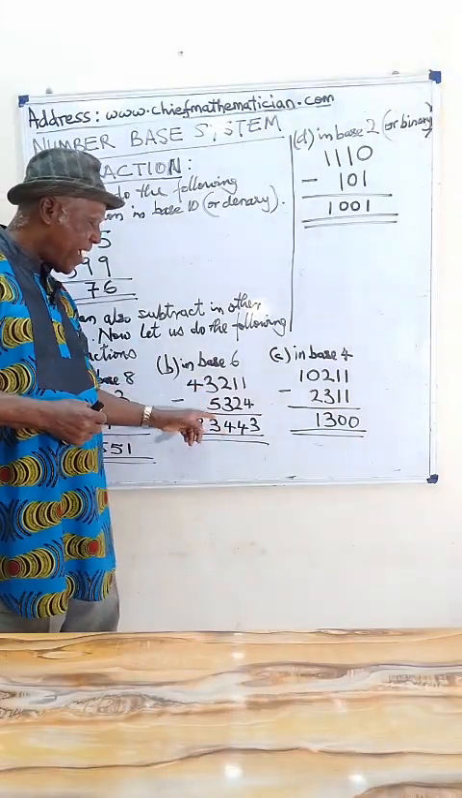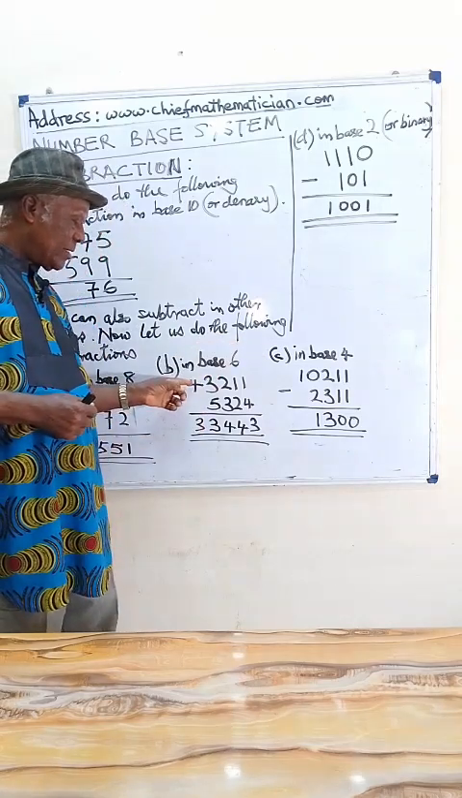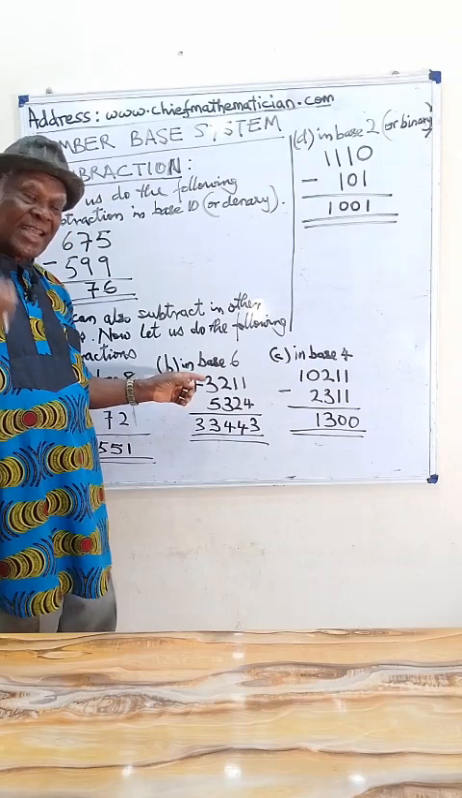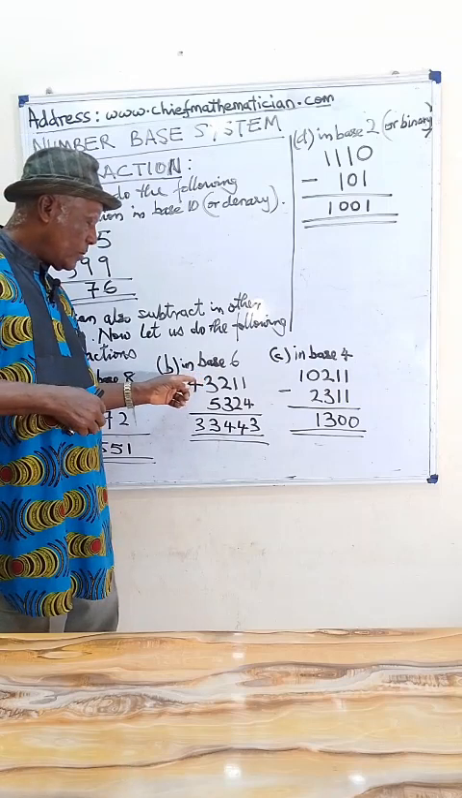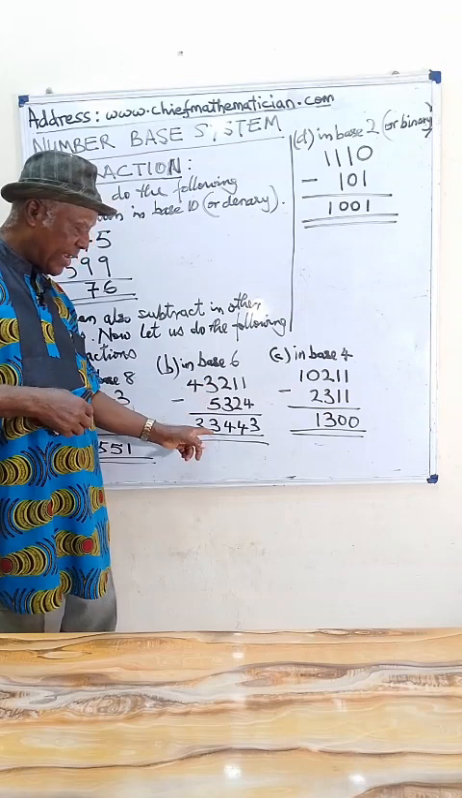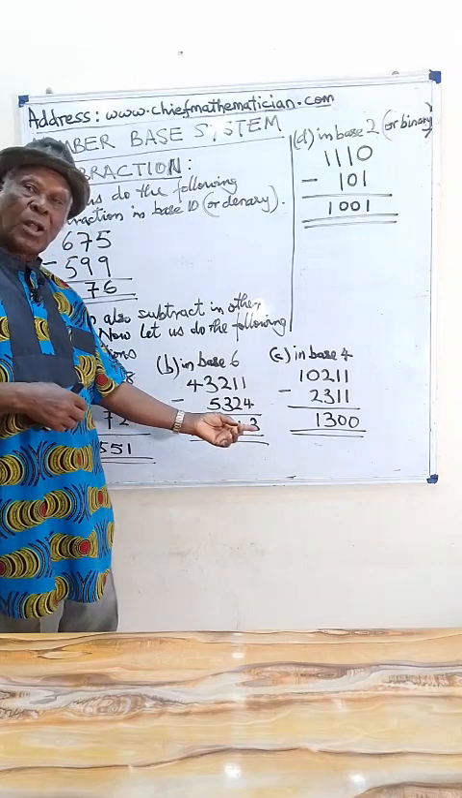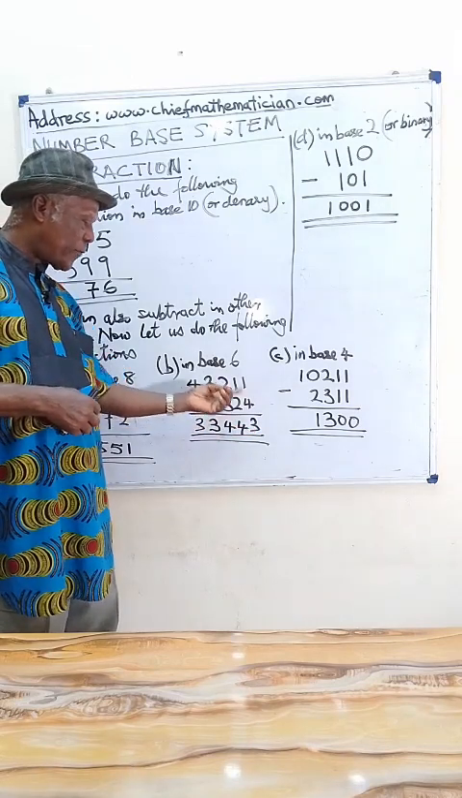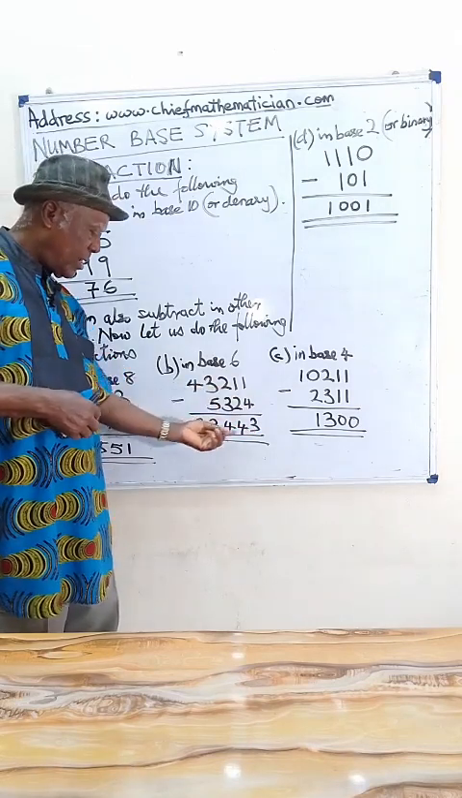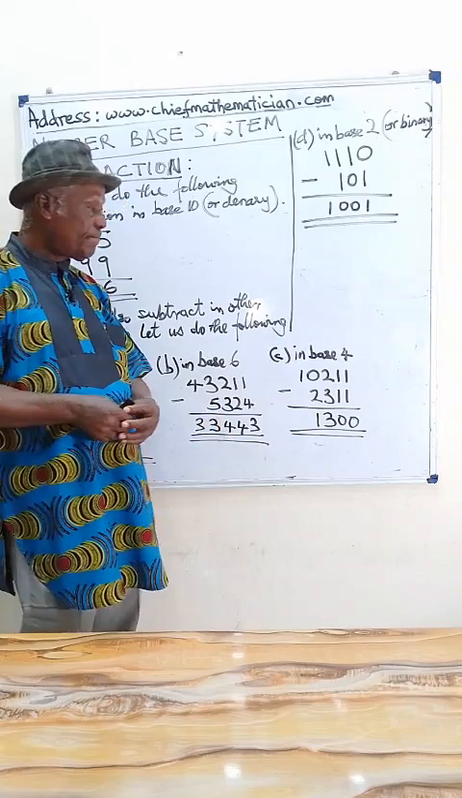2 is left here. 5 from 2 is not possible. You go back and borrow 1. The one you are borrowing represents 6. The 6 plus 2 now gives you 8. 5 from 8, 3. 3 is left here. You bring it down. So if you subtract 5, 3, 2, 4 from 4, 3, 2, 1, 1, the result is 3, 3, 4, 4, 3.